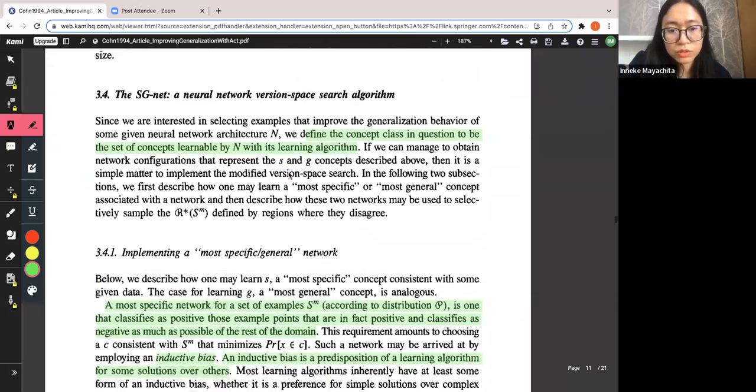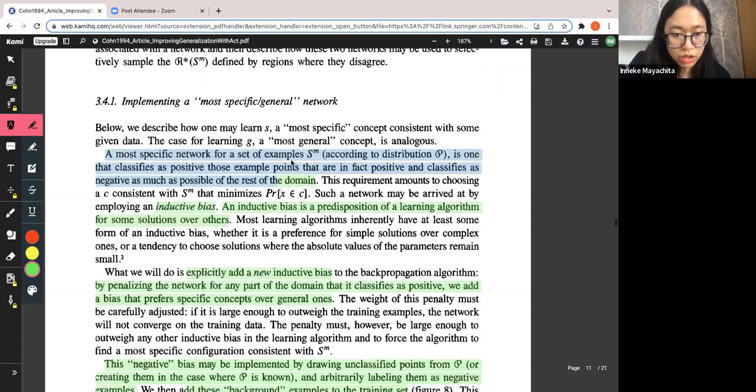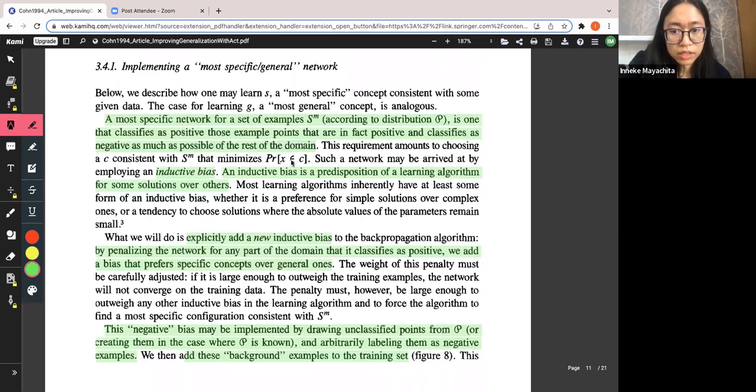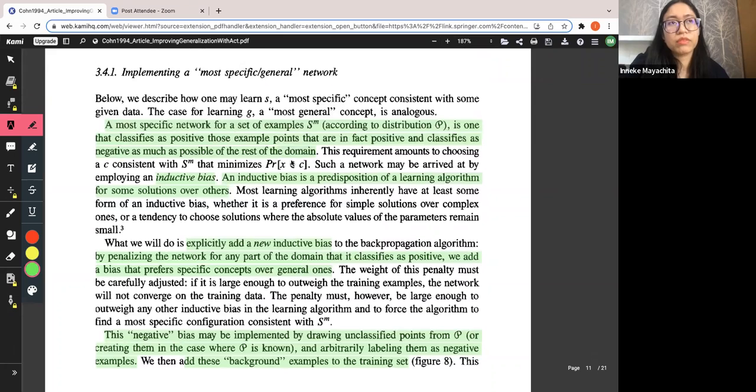Okay, and how do they implement this? First, they divided this into two different networks. One network represents the subset, and the other network represents the superset.